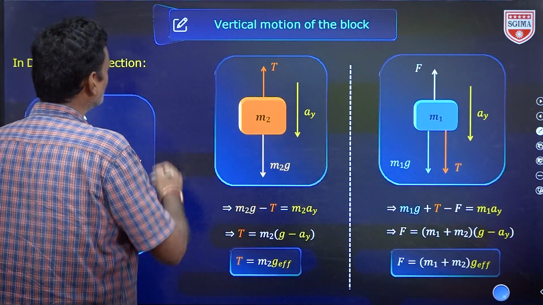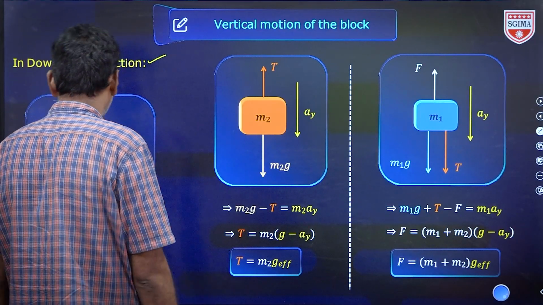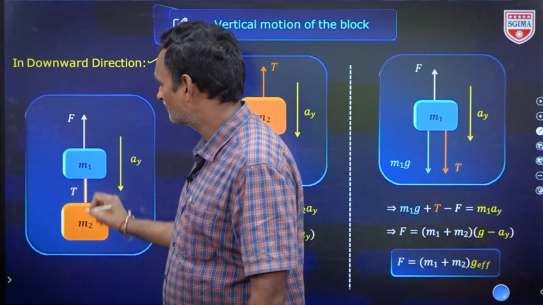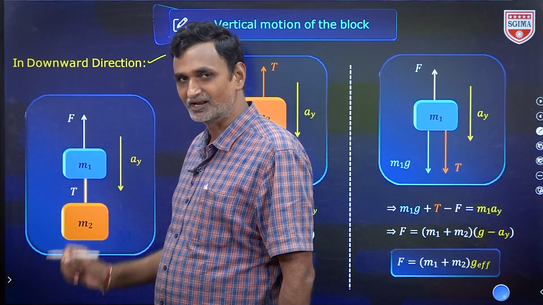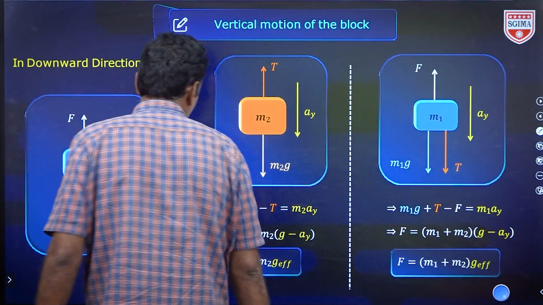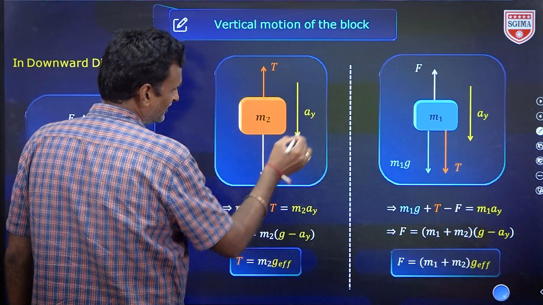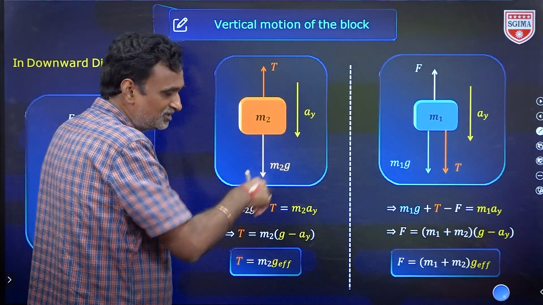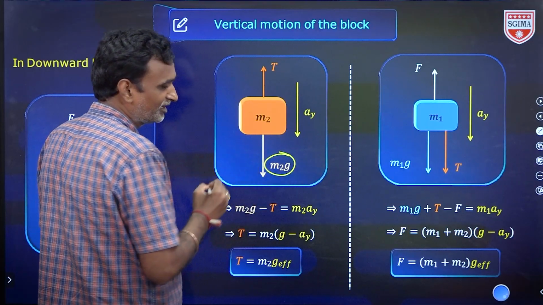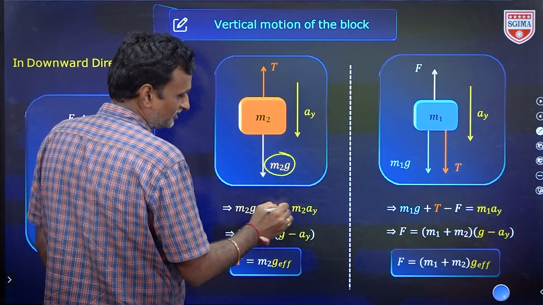Downward direction. Same concept, but it is going in the downward direction. Here two blocks again, M1 and M2, and F is applied upward, but the system is going downward. Let us see the M2 block: downward force M2g, upward T, and downward acceleration a. Since it is going downward, the downward force should be taken as greater, so we can write M2g minus T equals M2a.